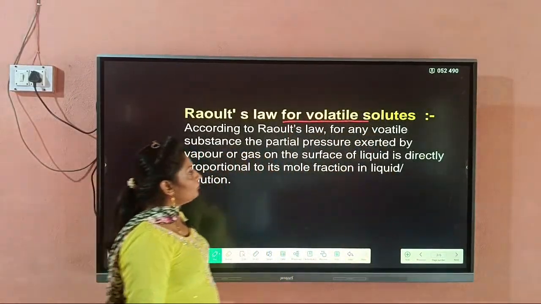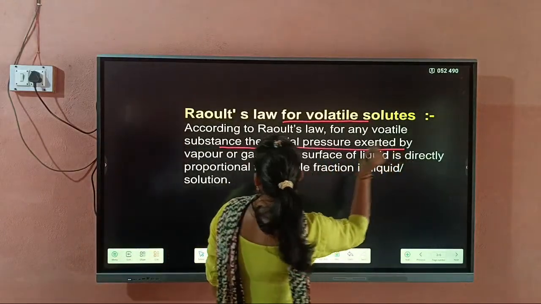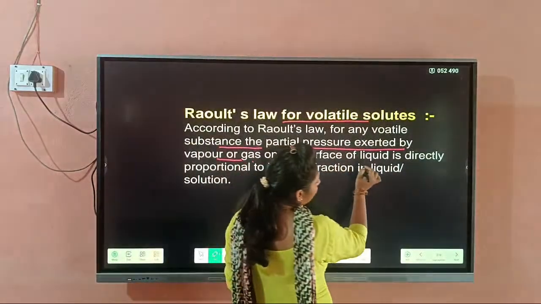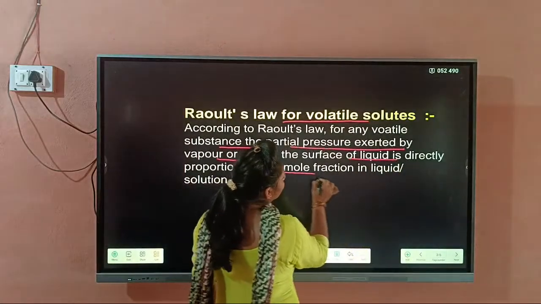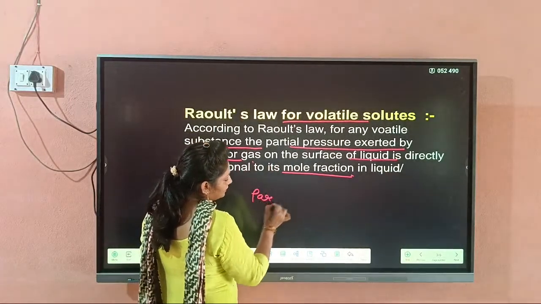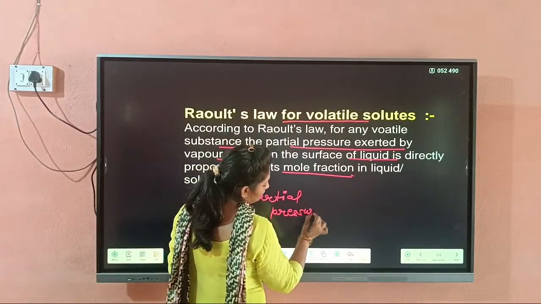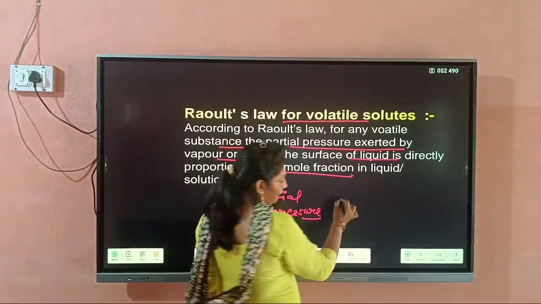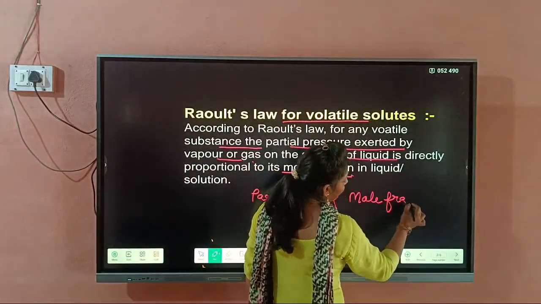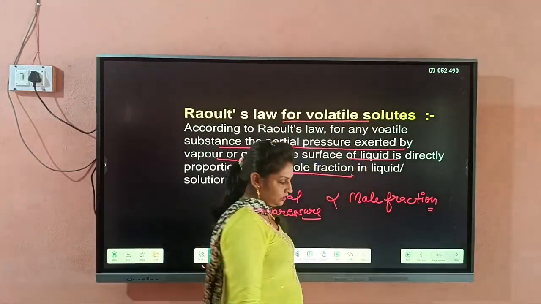According to Raoult's law, for any volatile substance, the partial pressure exerted by vapor or gas on the surface of a liquid is directly proportional to the mole fraction. Means the partial pressure of a gas is directly proportional to the mole fraction of that in liquid or in solution.